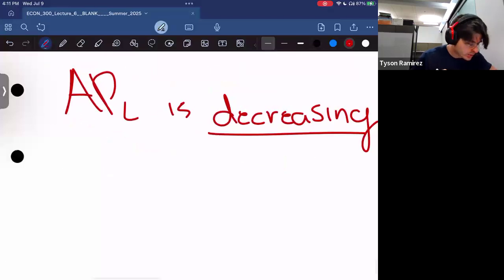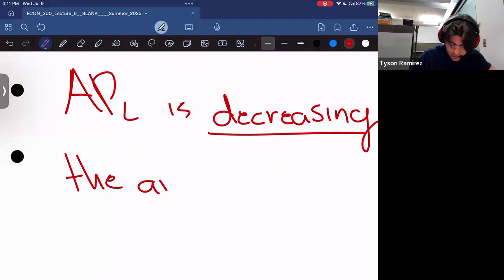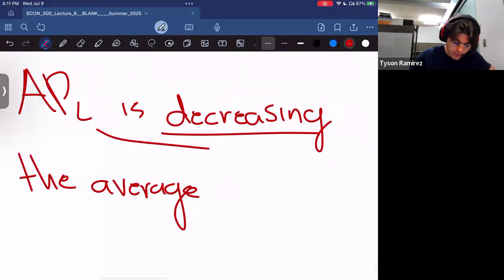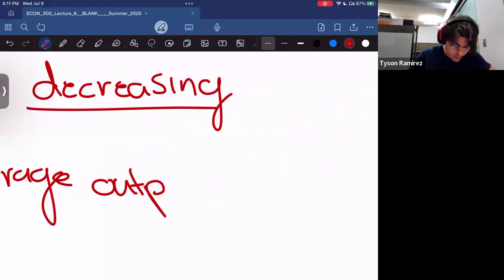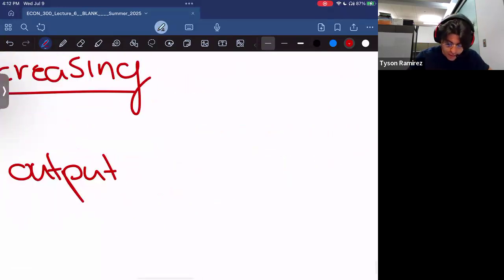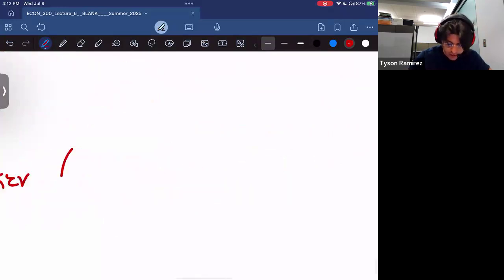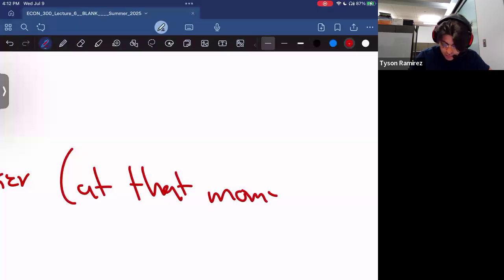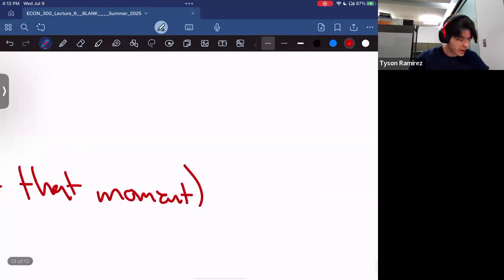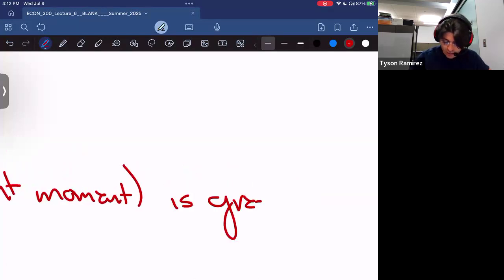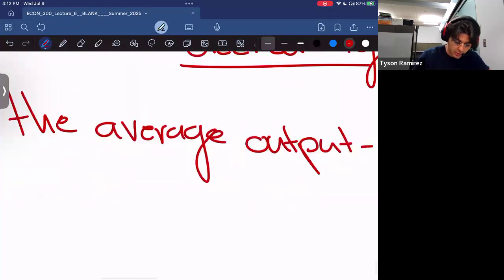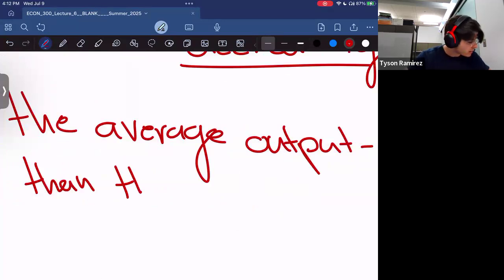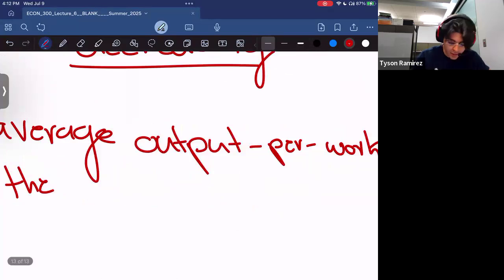And another way to interpret this is that the average output per worker at that moment is greater than the value that one more unit of labor would bring.